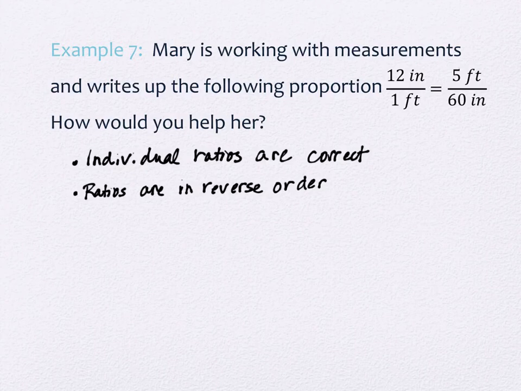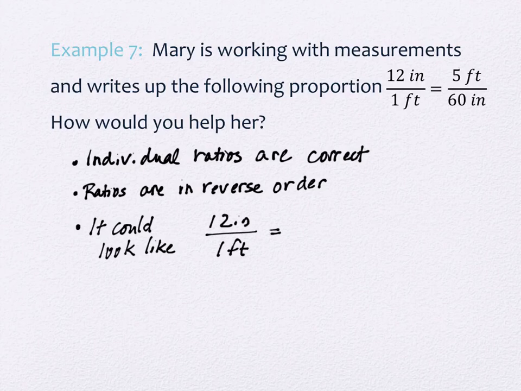And again, it's another good thing to end your discussion with to give advice on what it should look like. So it could look like, and this isn't the only choice, but let's keep our 12 inches and our 1 foot. What could we do that does make it equal? Right, the 60 inches on top and the 5 feet on bottom. And there are other ways that we could change it to make it work too, but this would be one of them.